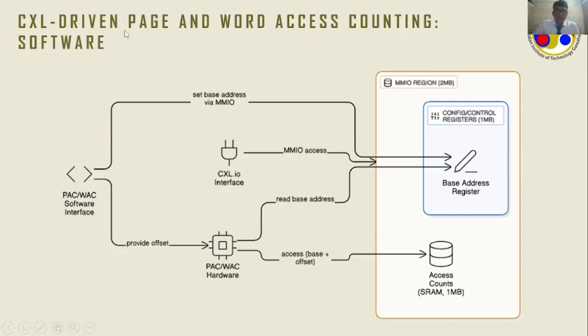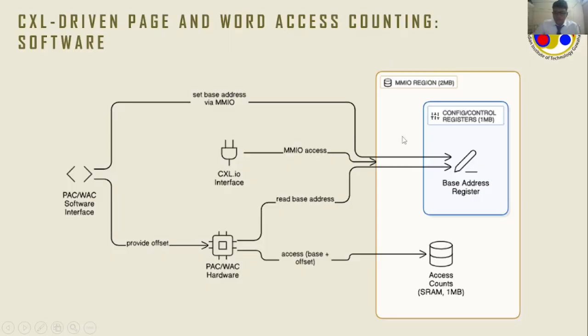Now there are some limitations that can be faced in the software. The major limitation is the size of an MMIO region. The size of an MMIO region is only 2 MB. We divide it into two parts, 1 MB to access the access counts in the SRAM unit and 1 MB to access the configuration and control registers. However, as we had discussed earlier, the SRAM unit provides 4 MB size. So how do we do it?